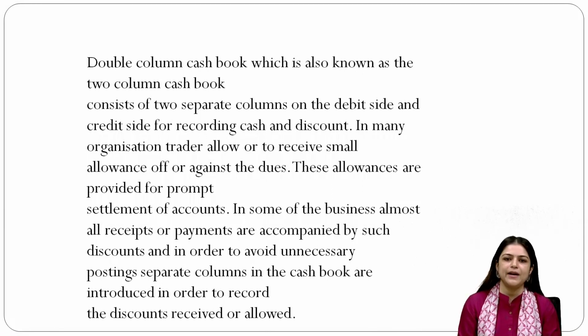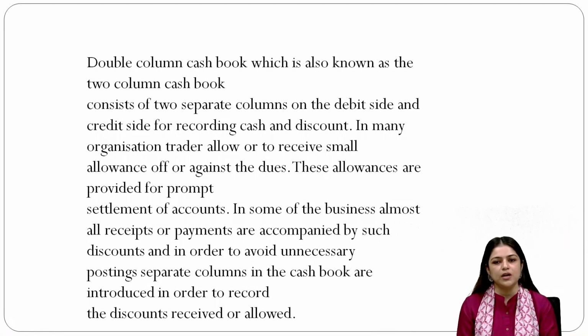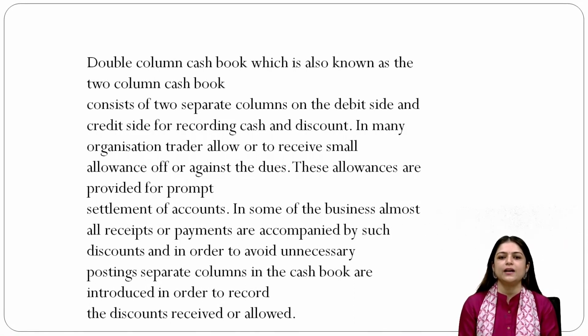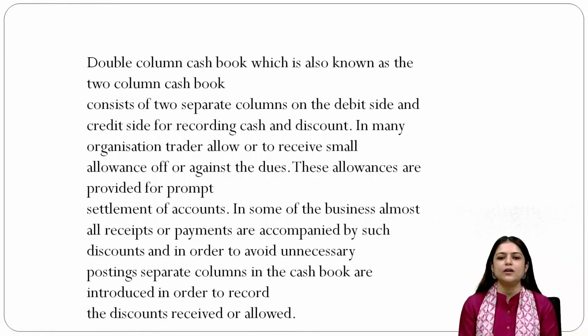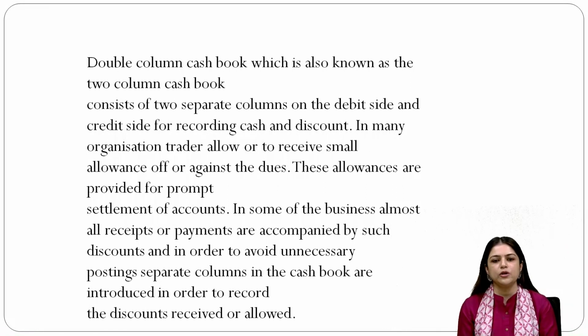It consists of two separate columns on the debit side and credit side for recording cash and discount. In many organizations, the trader allows or receives a small allowance against the dues. These allowances are provided for prompt settlement of accounts. In some businesses, almost all receipts and payments are accompanied by such discount. In order to avoid unnecessary posting, separate columns in the cash book are introduced to record the discounts received or allowed.